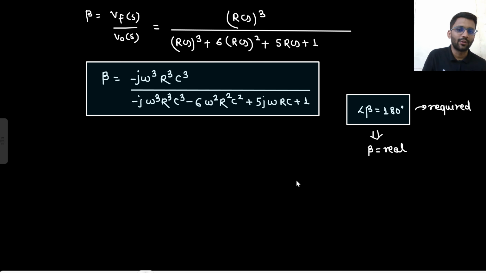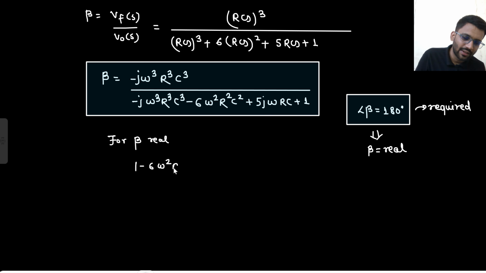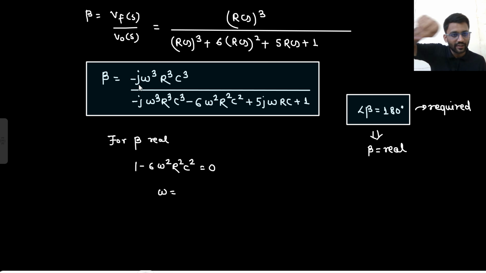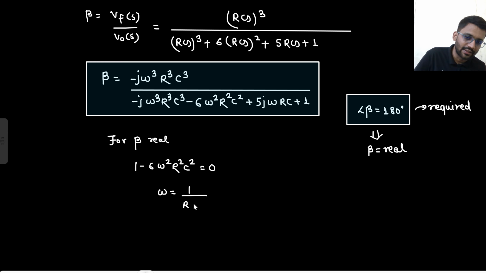So if beta has to be real, then what will you do? You put this equal to 0. So for beta real, you put 1 minus 6 omega square R square C square equal to 0. So what is the value of omega you are getting? If you put this equal to 0, then this j omega will get cancelled out, and it will be real only. We can check that. That would be 1 by RC into root 6. This is what you get.